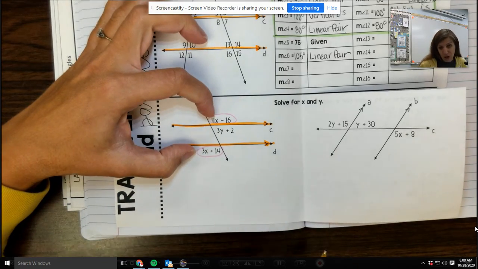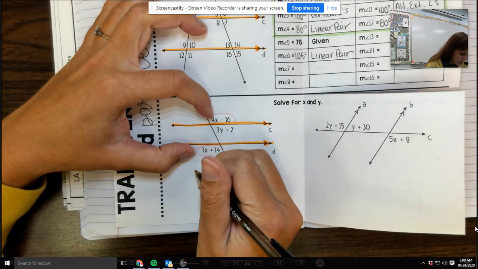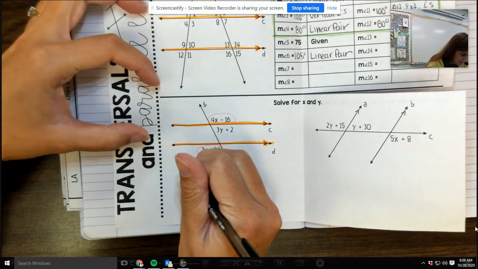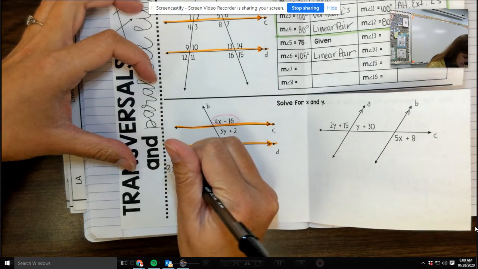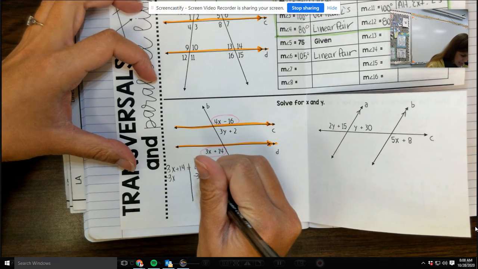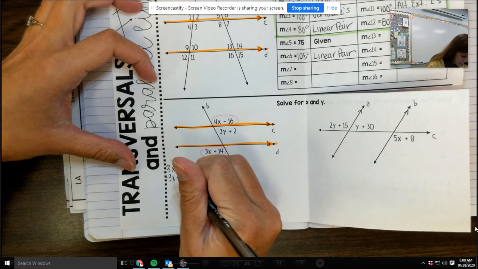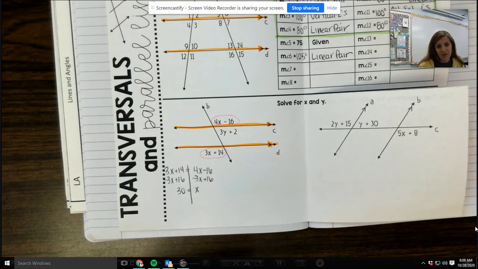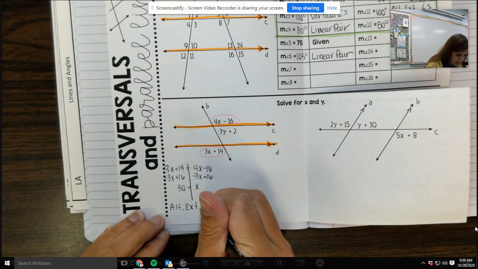They are alternate exterior angles, and alternate exterior angles are congruent to each other. So I would do 4x minus 16 is equal to 3x plus 14, and I would solve for x. So I'd subtract the 3x, and since x will be over here, I'm going to add the 16. So I'll have 30 equals x. And the reason that I can do that again was because they were alternate exterior angles.